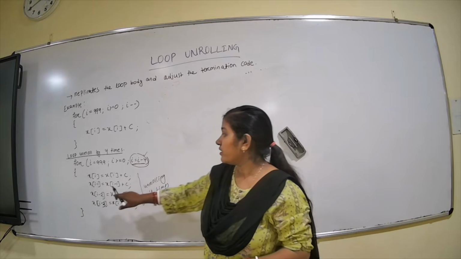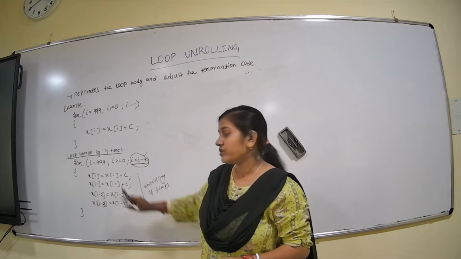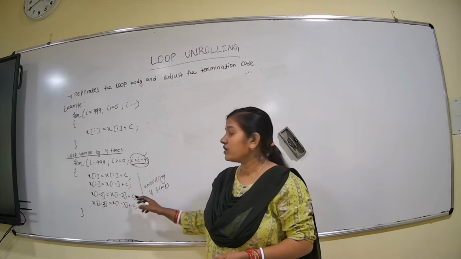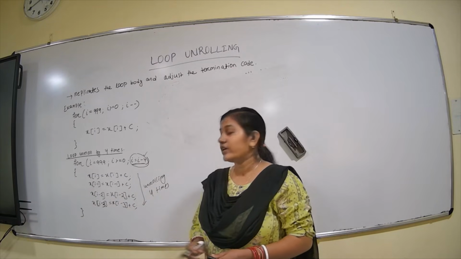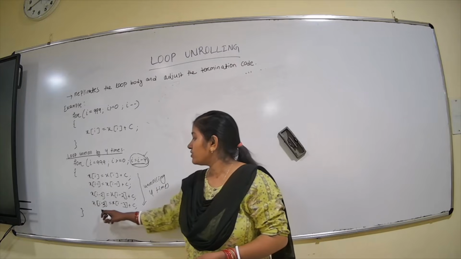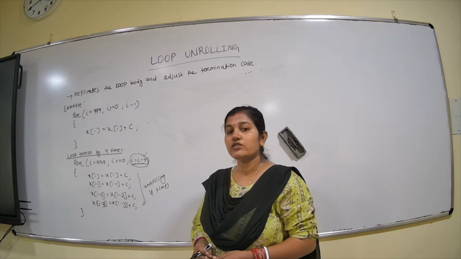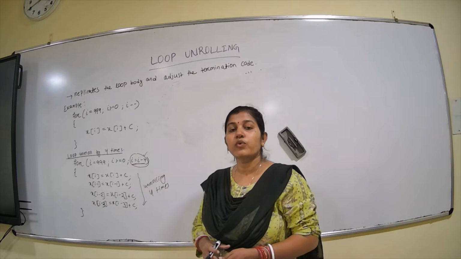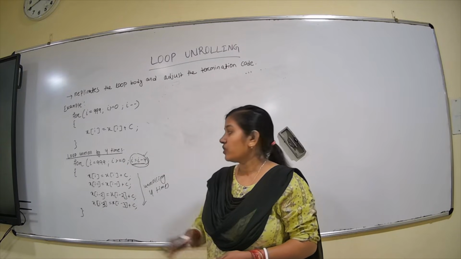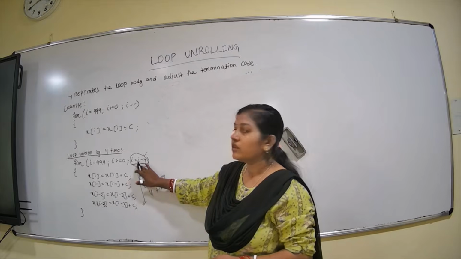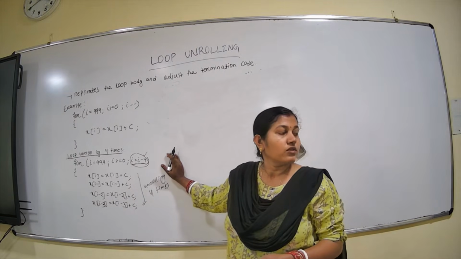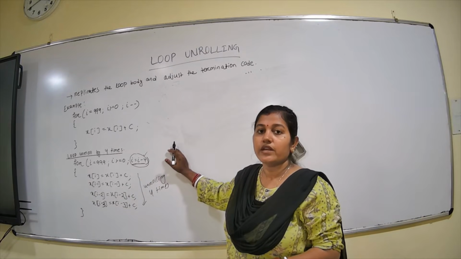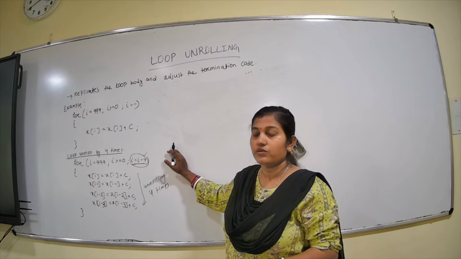The loop body will be x[i] = x[i] + C, x[i-1] = x[i-1] + C, x[i-2] = x[i-2] + C, x[i-3] = x[i-3] + C. That means in one iteration we are accessing 4 elements of the array. As we are accessing 4 elements, the loop termination code will be adjusted and i will be decremented by 4, that is i = i - 4.